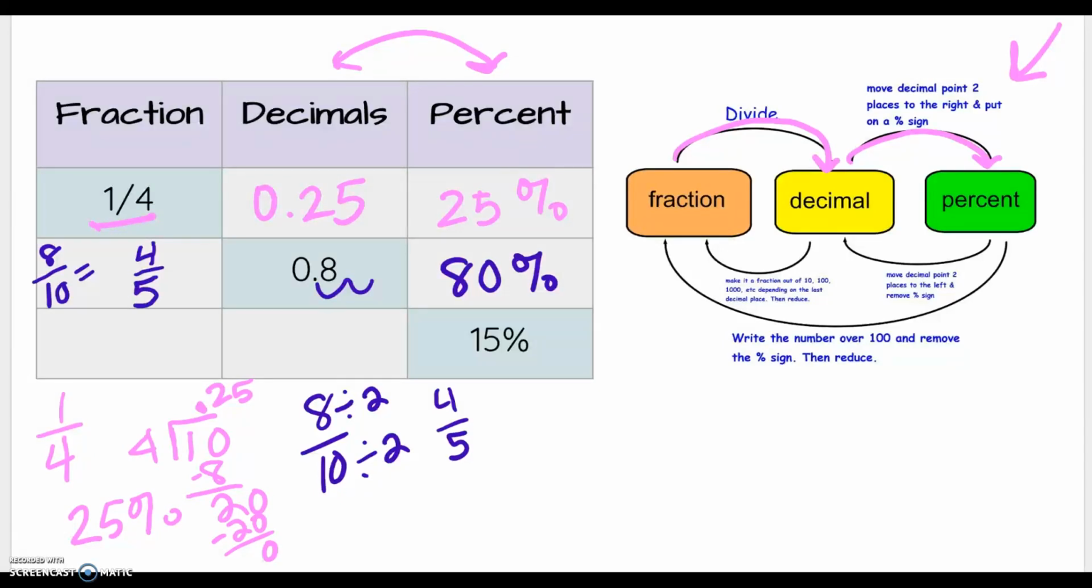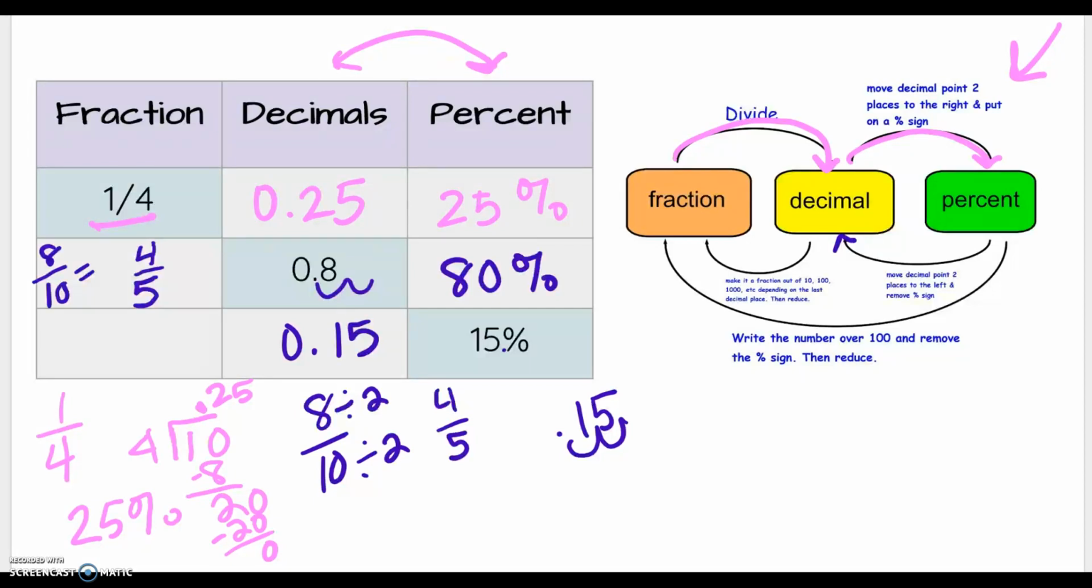Okay, for the last example I'm going to go over with you. Okay, 15%. So again, I think the easiest two conversions are from decimals and percents to decimals. So to go from a percent to a decimal, okay, I'm following my arrow this way, I need to move my decimal point 2 places to the left and remove the percent sign. So my decimal is really right here. So 2 to the left would be 0.15.